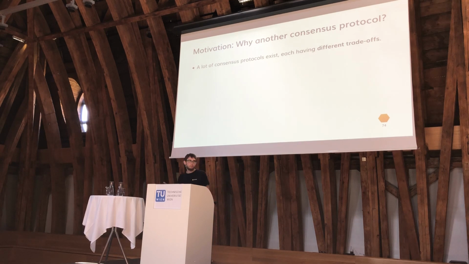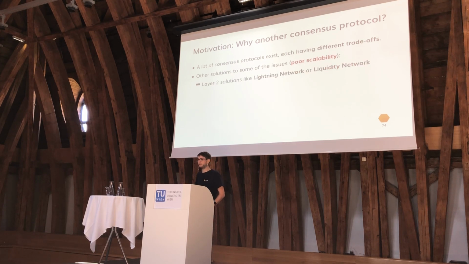So overall, I have to say that a lot of consensus protocols already exist. There are also proof-of-stake consensus protocols. We've seen some other consensus protocols during the last days here at the summer school, and they each have different trade-offs. There are also other solutions to some of these problems. For example, poor scalability can also be tackled by using layer 2 solutions like Lightning Network or Liquidity Network. We have seen a lot about off-chain protocols during the last days too. So these are other ways to tackle this problem.